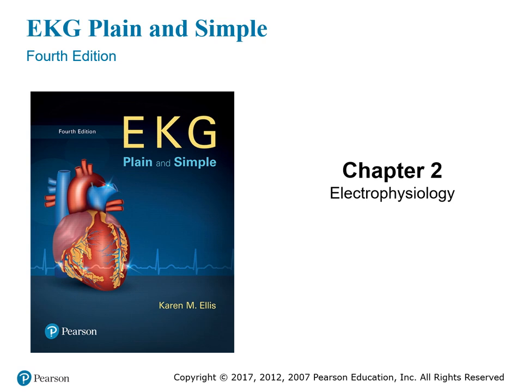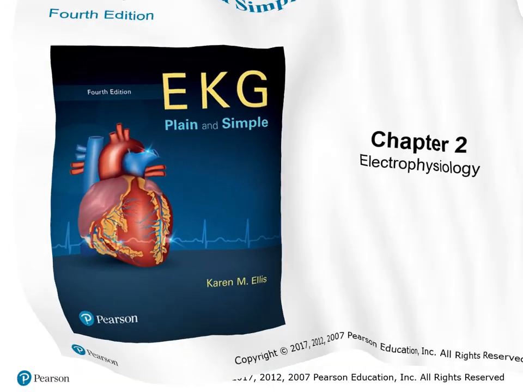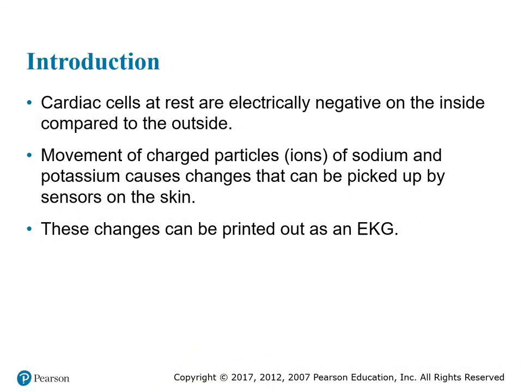Welcome class to EKG Chapter 2, Electrophysiology. As we know, a cardiac cell at rest is electrically negative on the inside compared with the outside. Movement of charged particles, which we also call ions, of sodium and potassium into and out of the cell causes changes that can be picked up by a sensor on the skin and printed out as an EKG.